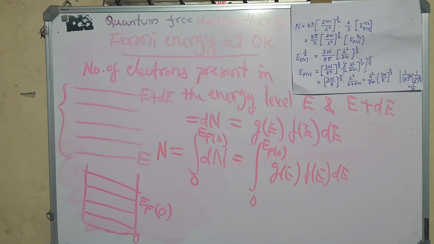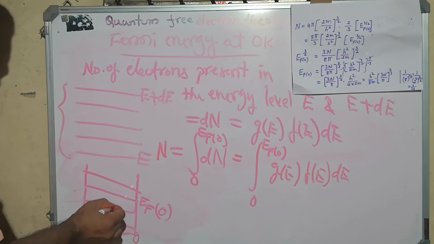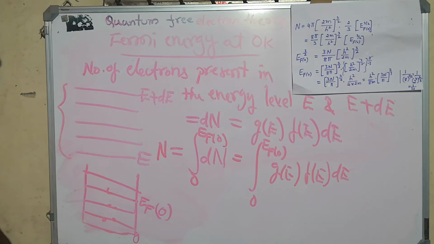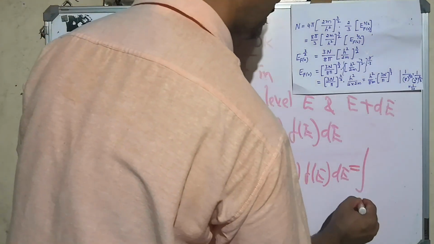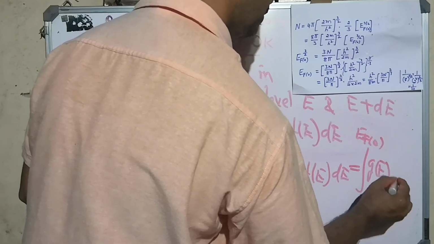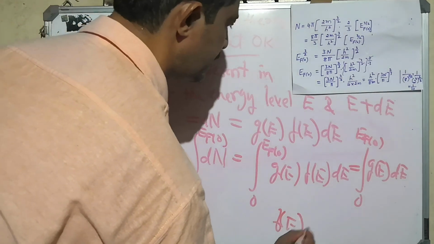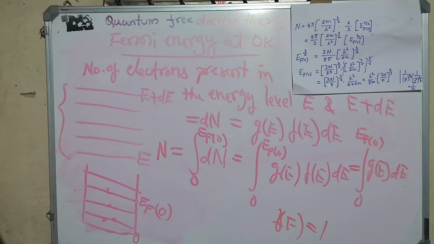We are considering the case T equal to 0 Kelvin. But we know that at T equal to 0 Kelvin, up to the Fermi level, all the states are completely occupied by electrons. That means the Fermi factor F of E is equal to 1. Therefore, we can write this as the integration from 0 to EF naught of G of E into dE, because F of E is equal to 1 from 0 to EF naught.